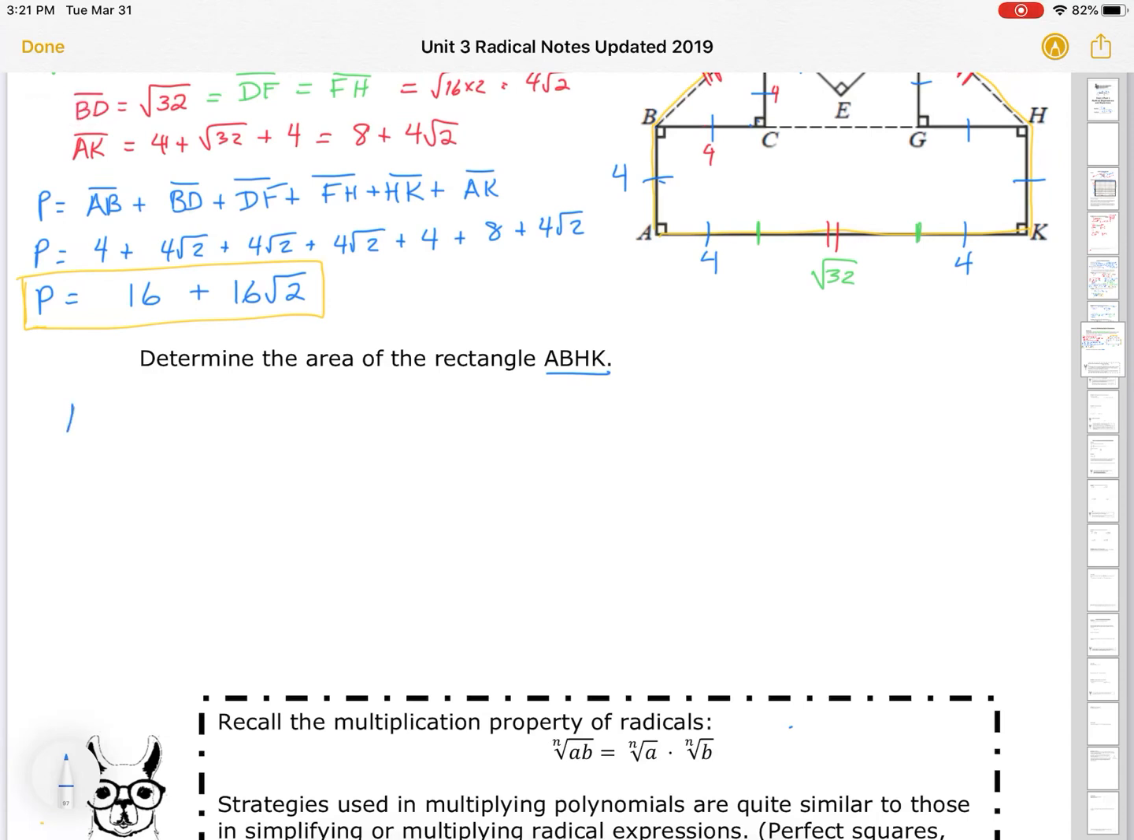So that's just the big lower rectangle. Let's think about area: it is length times width. From that diagram, our length is equal to AB, which is equal to 4.